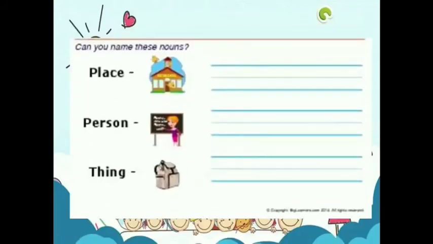Okay. Now I want you to guess the naming word for each picture. Can you guess? I'm so sorry, probably the picture is not really clear here. So what is it? Yes, this is school. Good job. Okay, how about this person? This person is a teacher. Wow, very good. Okay, what thing? What is it? Easy, yeah? This one is a bag.